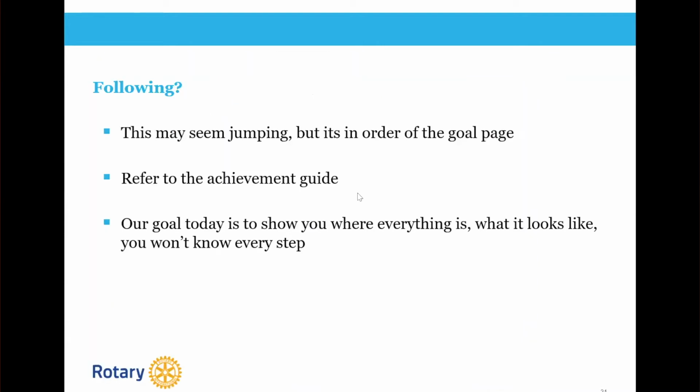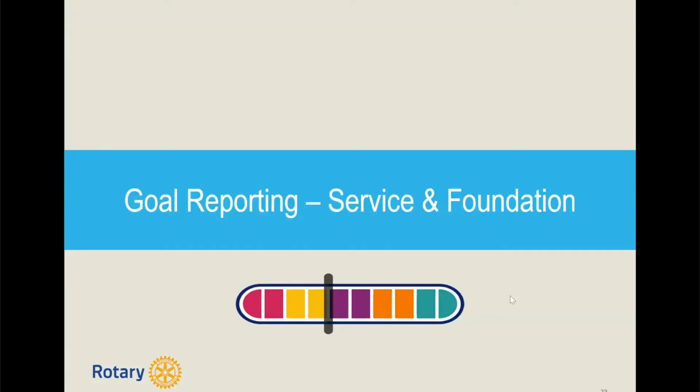So I know this presentation seems like a lot of jumping, but we're actually following the order of the citation brochure, or the Rotary Achievement Guide, or Rotary Club Central. And again, I'm just using these as examples on how you navigate Rotary Club Central. So let me go through a couple more on how to complete and report to RI.